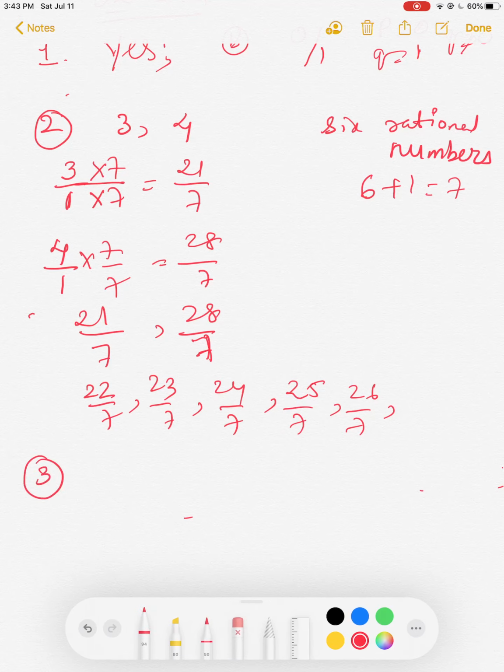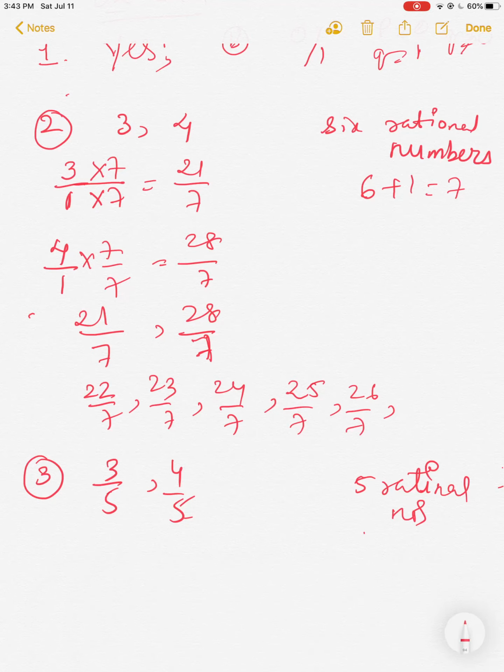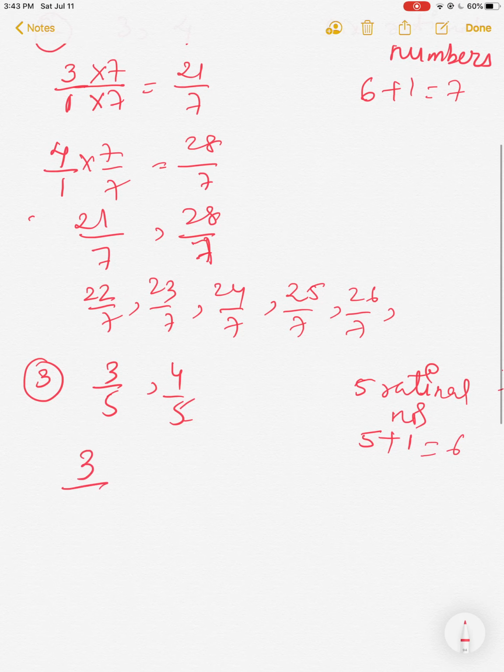You have to find out the rational numbers between 3 upon 5 and 4 upon 5. How many rational numbers do you have to find out? We have to find out 5 rational numbers. So, just now I told you, whatever number you want, take one more than that number. 5 plus 1 is equal to 6. So now 3 upon 5 into 6 upon 6, 4 upon 5 into 6 upon 6.